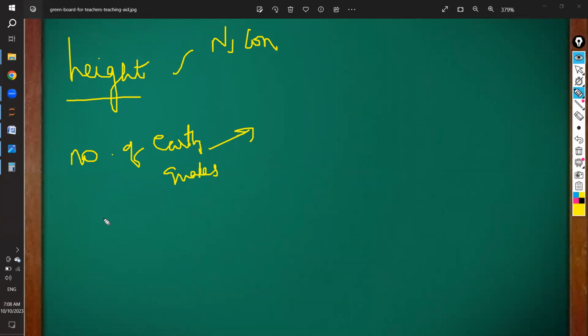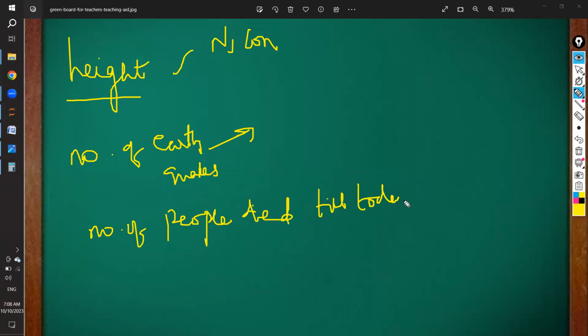Okay, so how many people died? Number of people died till now, till today. Okay, from earth starting, earth పుట్టినప్పటి నుంచి what is the number of people died till today? Numerical and discrete. Perfect.